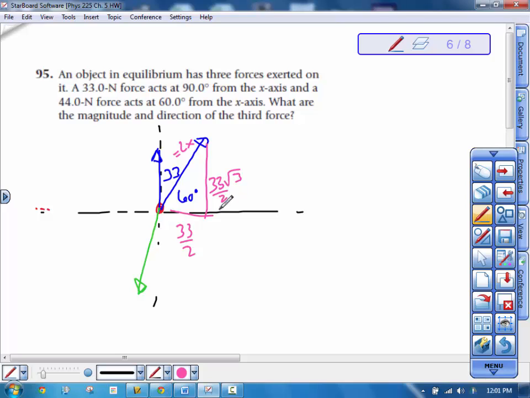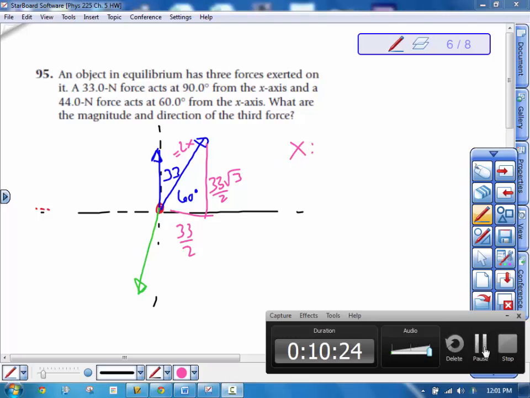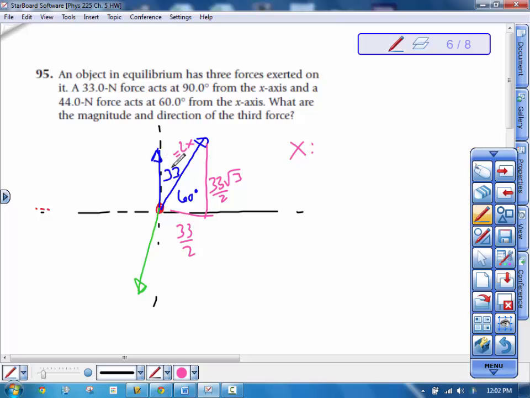So I'm going to add those together. The x components, if I add them together, I'm sorry, this 33 goes to the other force over here, so I didn't label this very well. This is 33, and this is 44. So this would be 44 over 2, and this would be 44 over 2.